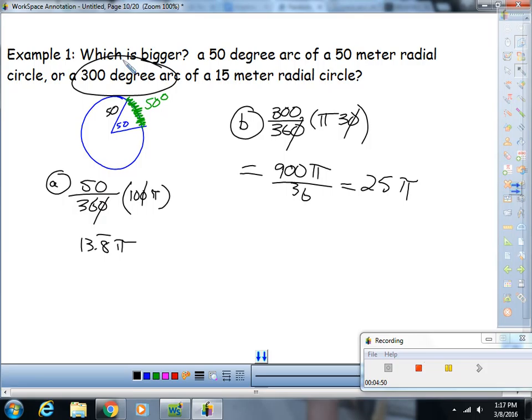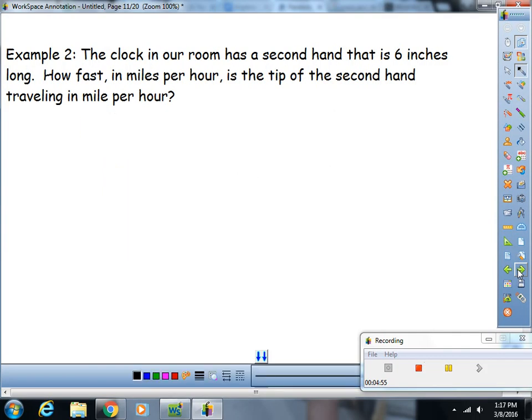Okay? Let's try another one. The clock in our room has a second hand that is 6 inches long. How fast in miles per hour is the tip of that second hand traveling?